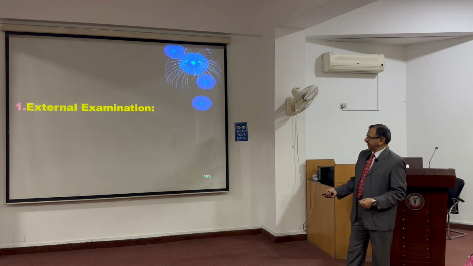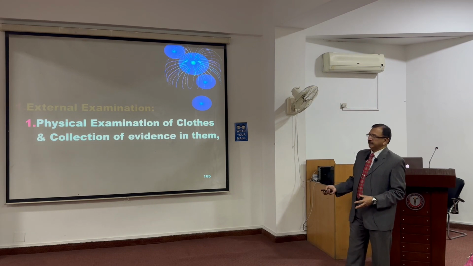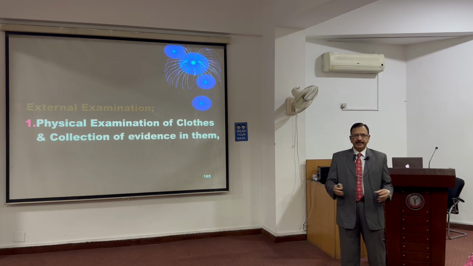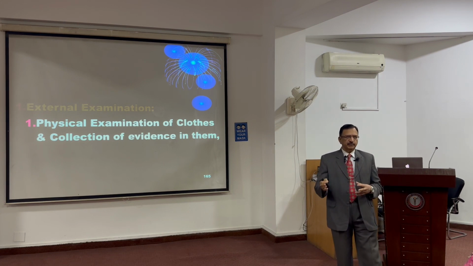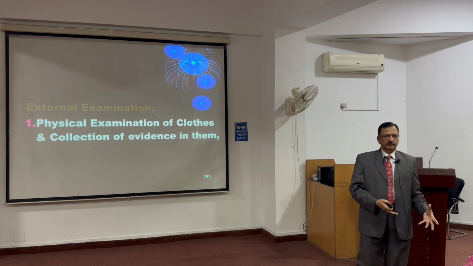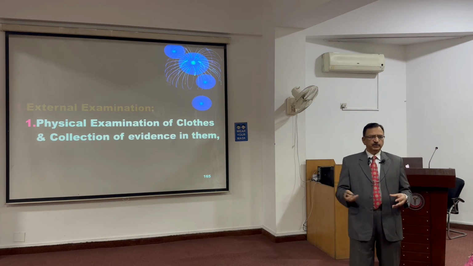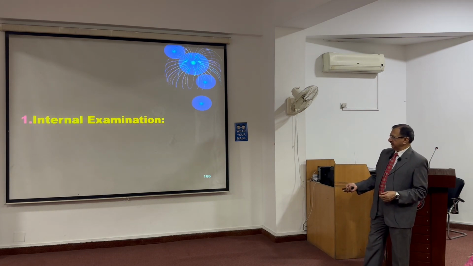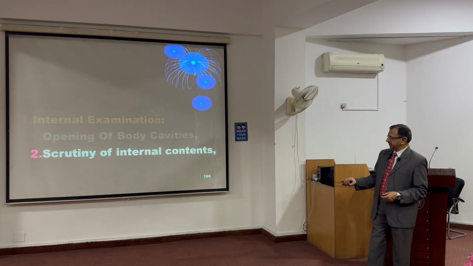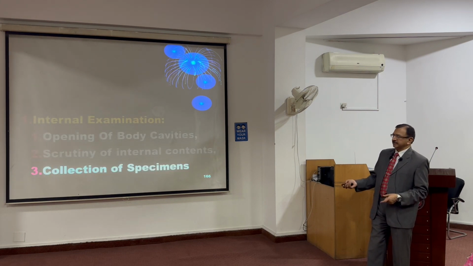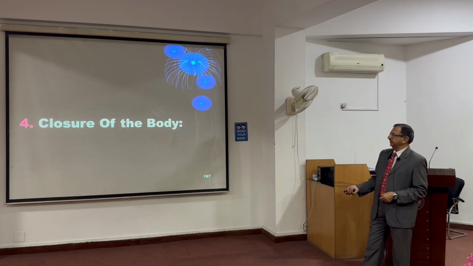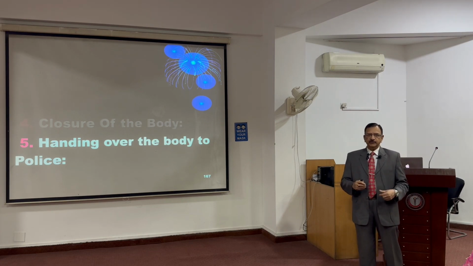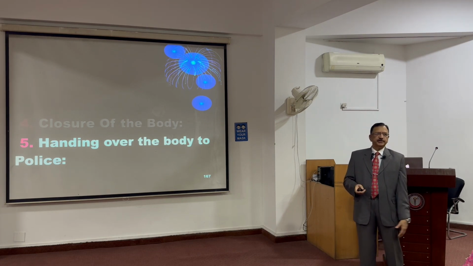Now the stages of examination. In the external examination, the physical examination of the clothes is important. The clothes are examined for stains, for injury, for identity, tailor mark, cut mark, uniform, night dress, day dress. So they will tell you where it belongs. Then the physical examination of the surface, then the internal examination after opening the body and scrutiny of the viscera and specimen collection if required. Then finally the closure and handing over. The date and time of handing over to the police is noted down.